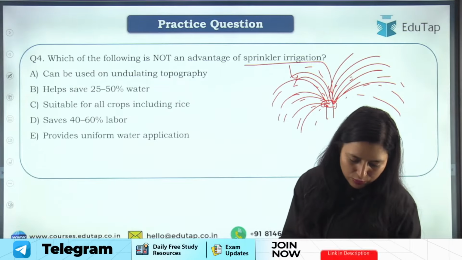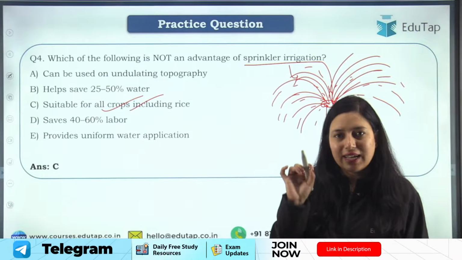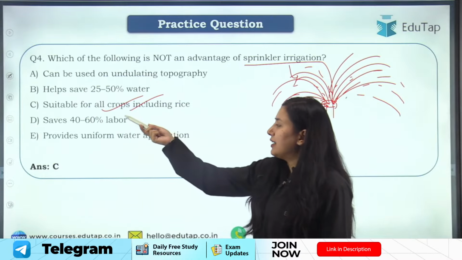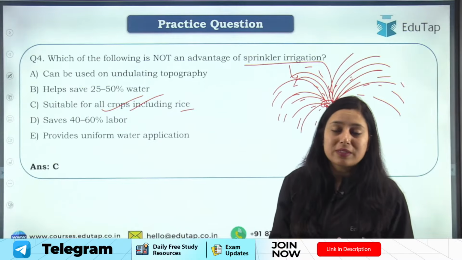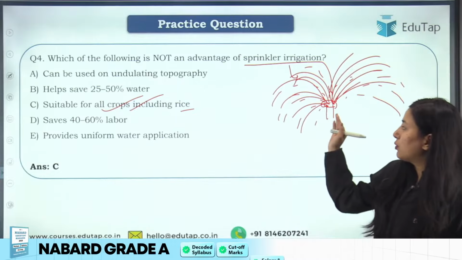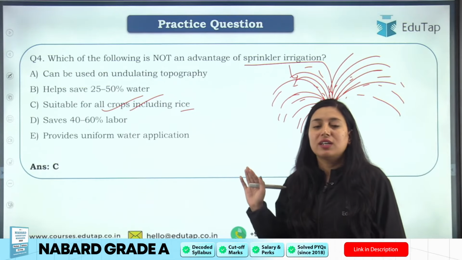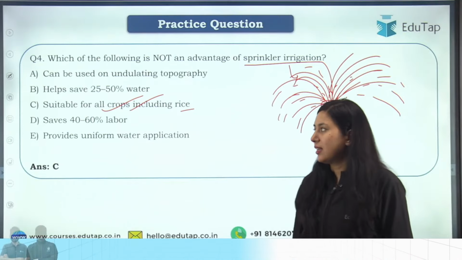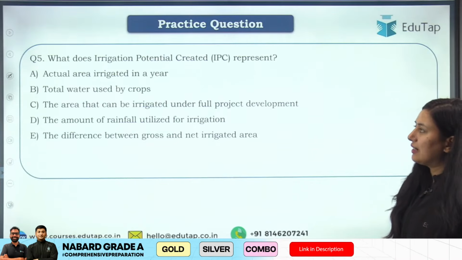ठीक है, चलो, very good. The answer will be option C. All of you have given the right answer. That means you know the thing. So students, it is not suitable for all crops, because in crops like rice and jute, we need more water that cannot be provided through sprinkler irrigation, right? So hence answer C will be not the advantage of sprinkler irrigation. Clear?